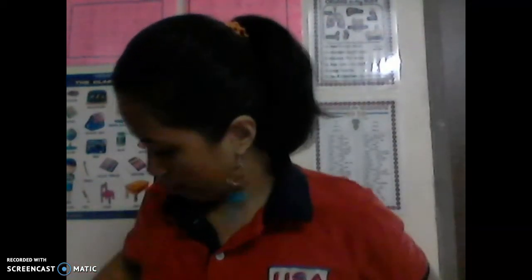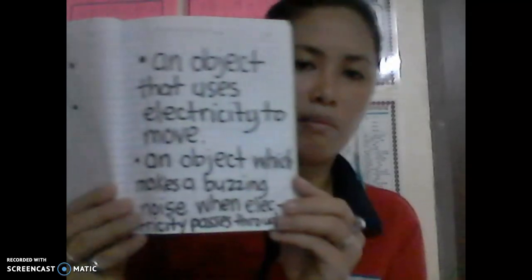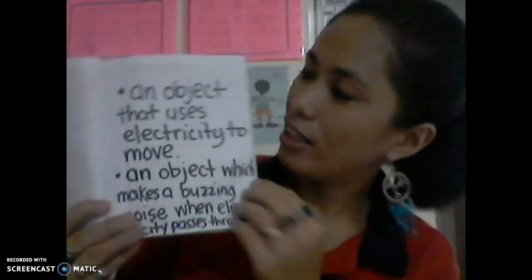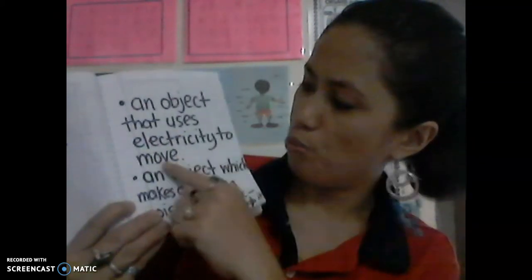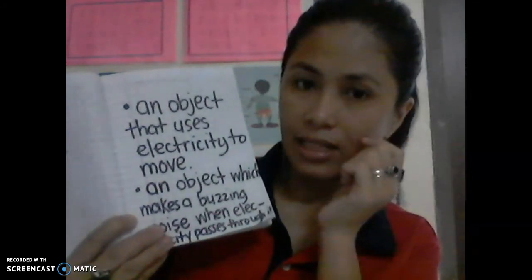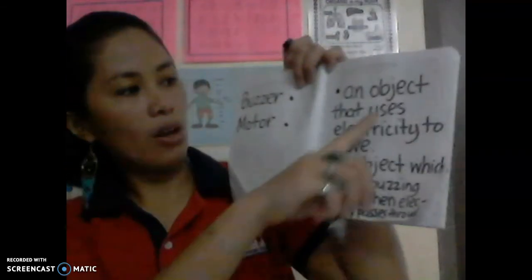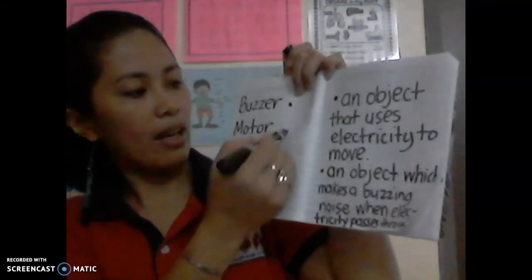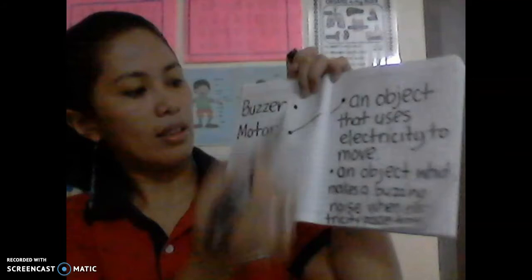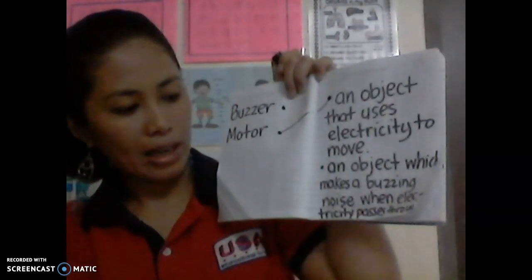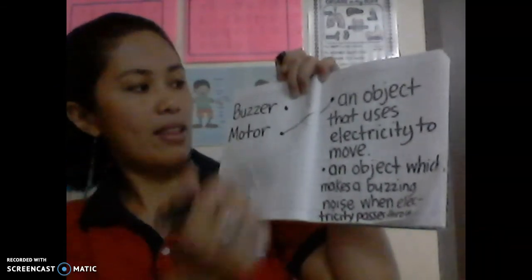Okay, so here, let's go back to our notes. Which of these definitions is the meaning of the buzzer? So easy, right? An object that uses electricity to move. We're going to connect the dots. An object that uses electricity to move or spin, it's the motor, right? Okay, how about an object which makes a buzzing noise when electricity passes through it? It's the buzzer.